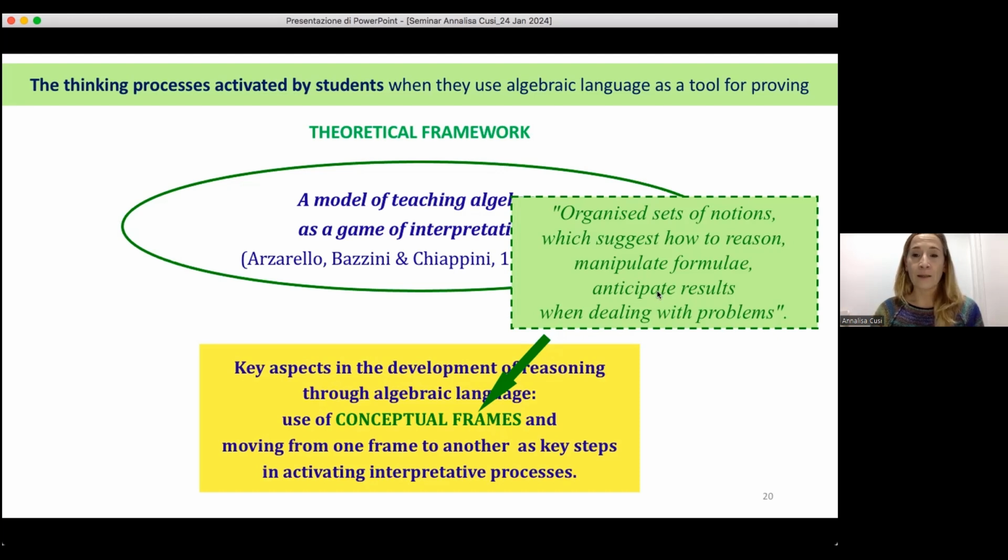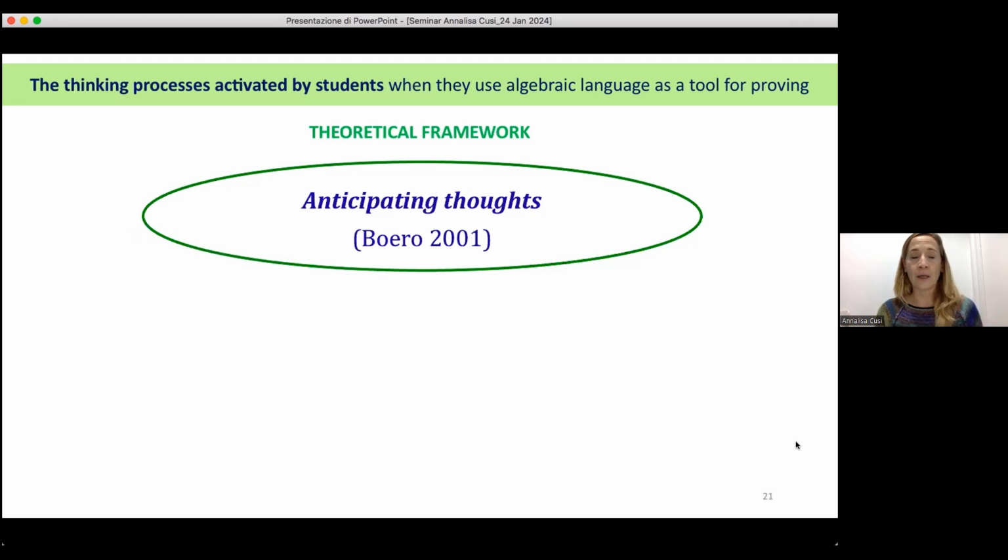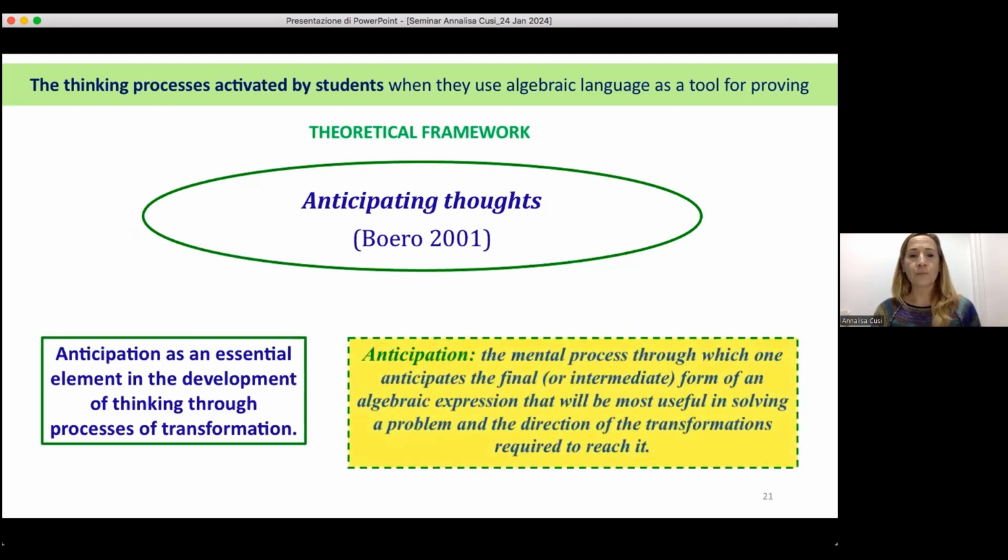Here there is the word anticipate. The second element of the framework is the concept of anticipating thought, introduced by Paolo Boero. Boero defines anticipation as the mental process through which one anticipates the final or intermediate form of an algebraic expression that could be most useful for solving a problem, and also the process through which one is able to anticipate the direction of the transformations that are required to reach a specific form.